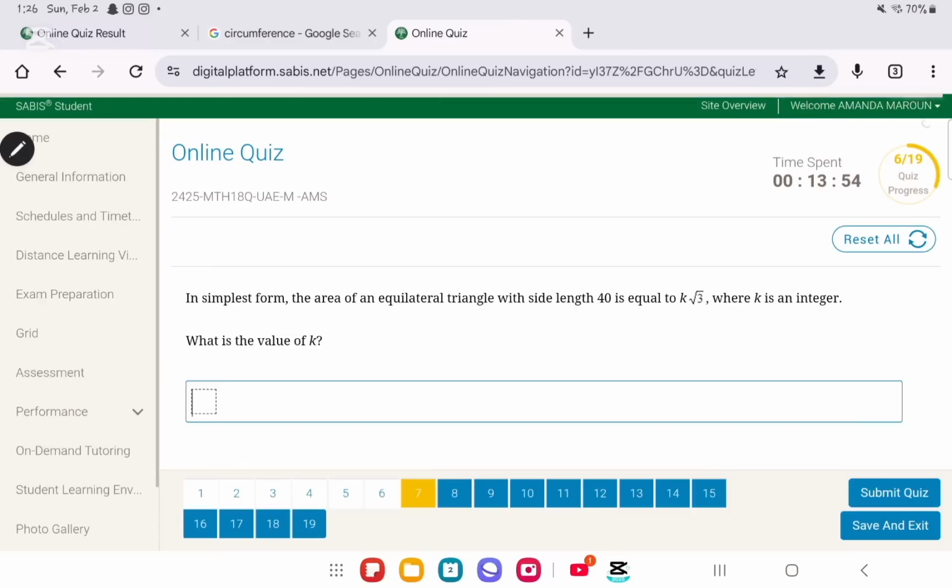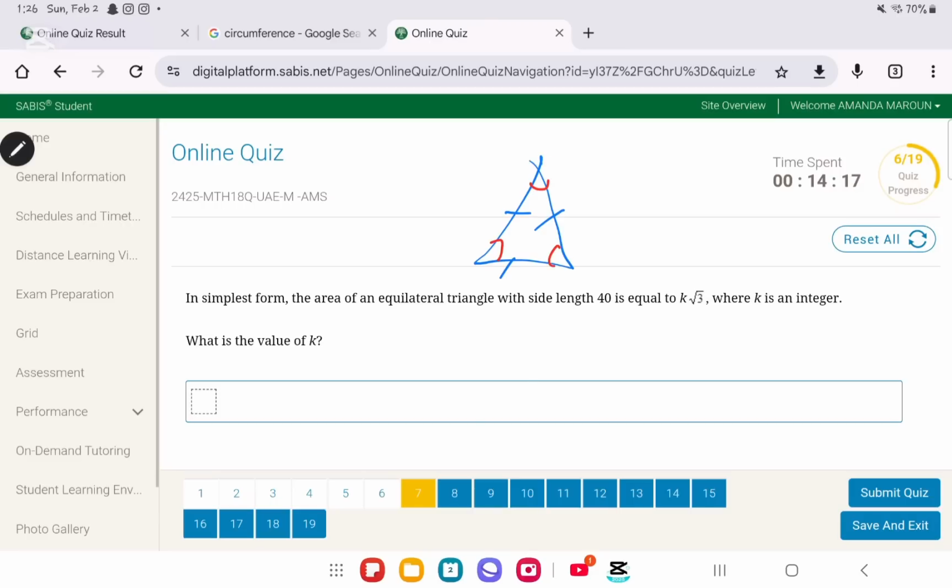Alright, we move on to question number 7. They told us, in the simplest form, the area of an equilateral triangle with side length 40 is k radical 3, where k is an integer. First of all, equilateral triangle, try to draw a good one, means that all sides are equal. Another thing about an equilateral triangle is that all angles are equal, and if all angles are equal in a triangle, then they are all equal to 60 degrees.